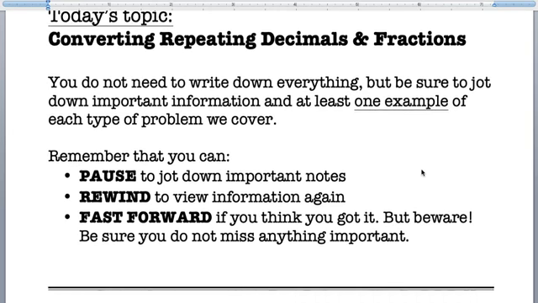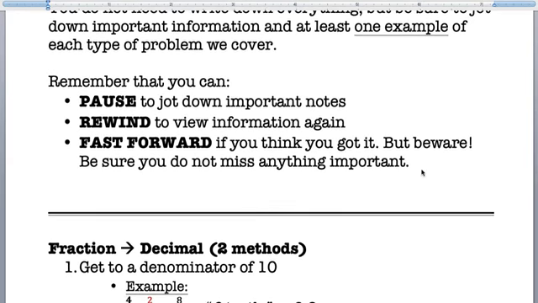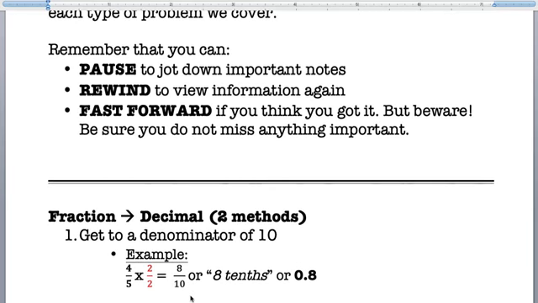So first we're going to cover how to change a fraction into a decimal. There are two different methods. The first method, which you probably already know of, is that you're going to get your fraction to a denominator of 10. So if we start off with the example 4/5, we would see that the denominator is 5. 5 would need to multiply by 2 in order to get to a denominator of 10. The numerator also needs to multiply by 2 because you want to keep the fraction equivalent. So 4 times 2 on top, 5 times 2 on the bottom, and you get 8/10.